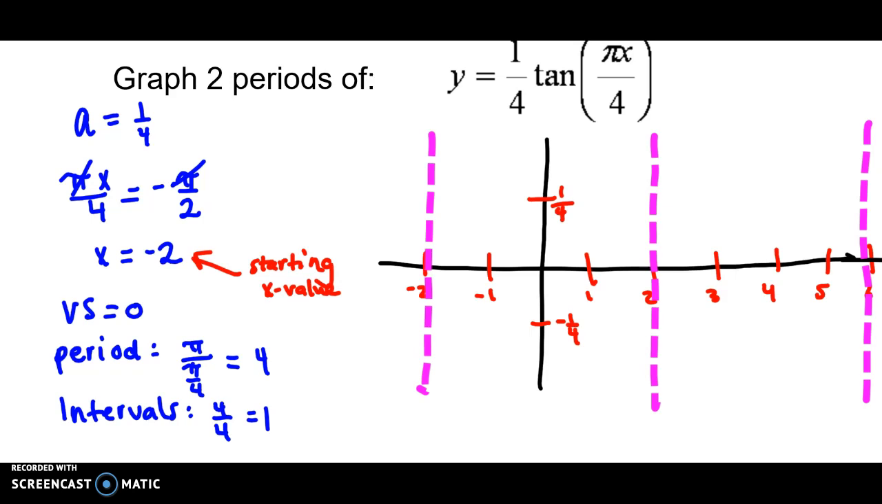Now I have to finally put things into my graph. So remember, we start at 0, 0, the origin. It's positive. There was no vertical shift. So I can just go up to 1/4 and down to negative 1/4. Same thing here. And then I'll fill in my curve. Sweet.